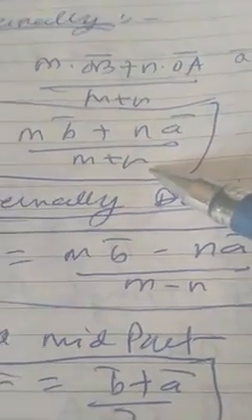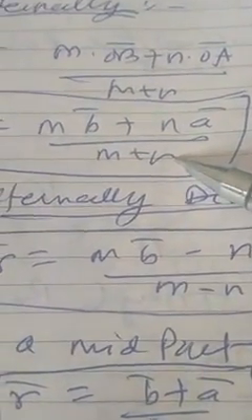So if point P divides internally, its position vector OP is equal to m into vector OB plus n into vector OA, divided by m plus n. It means the position vector of OP, r vector, is (mb plus na) upon m plus n. It is the internal division formula.